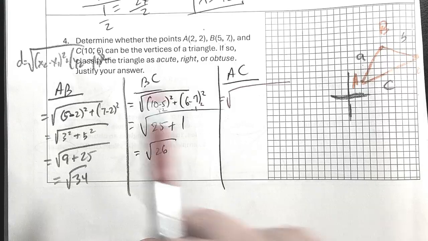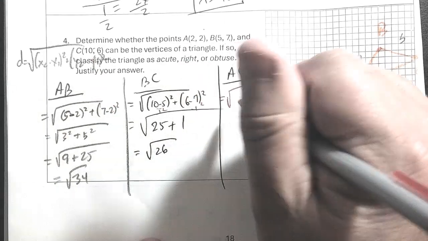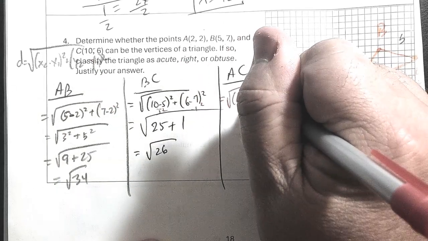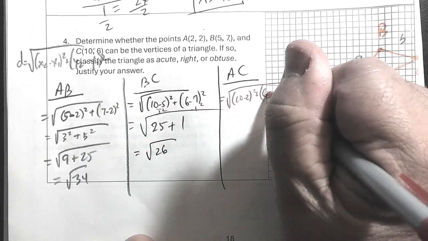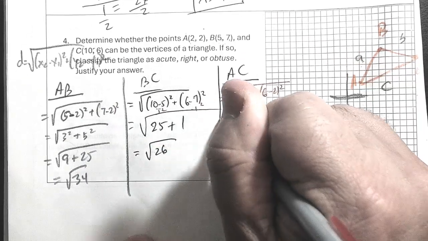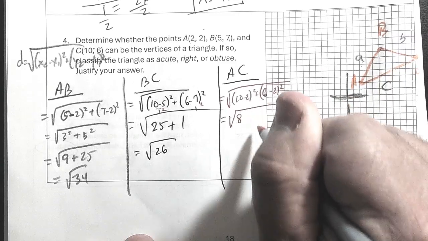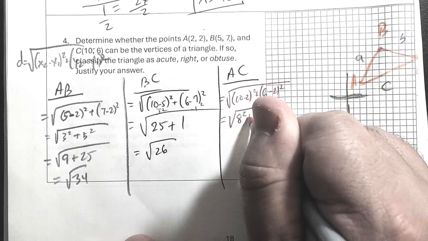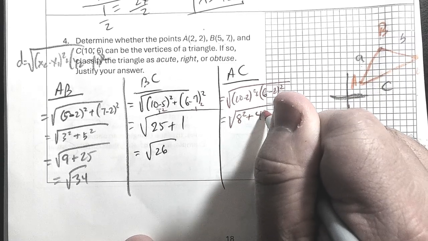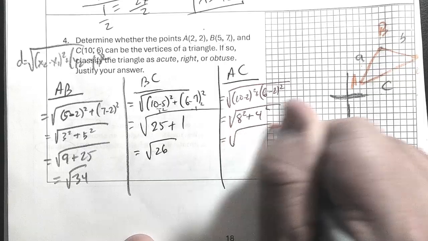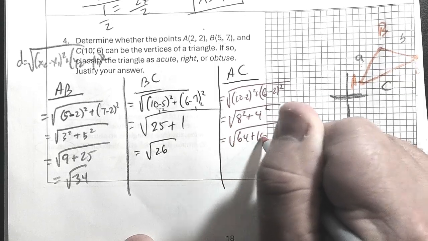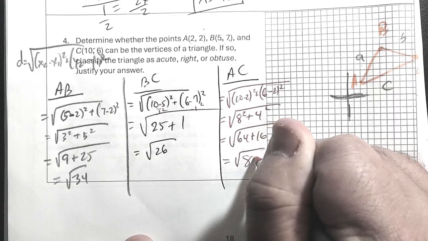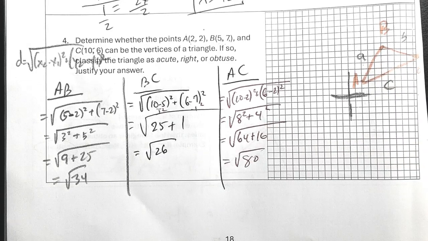All right, and then what would be our hypotenuse, or c squared either way, is 10 minus 2, and then 6 minus 2. All right, so 10 minus 2 is 8, and 6 minus 2 is 4. 8 squared is 64. 4 squared is 16. Add those together, you get the square root of 80. One second.